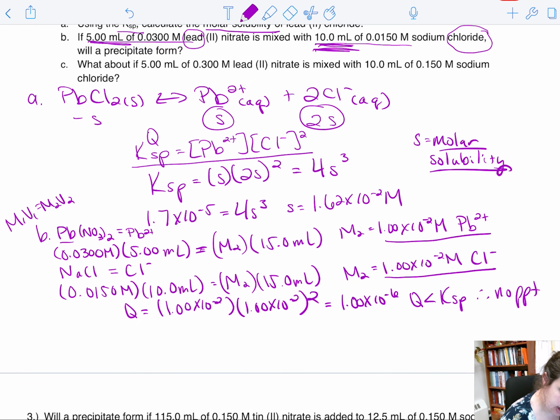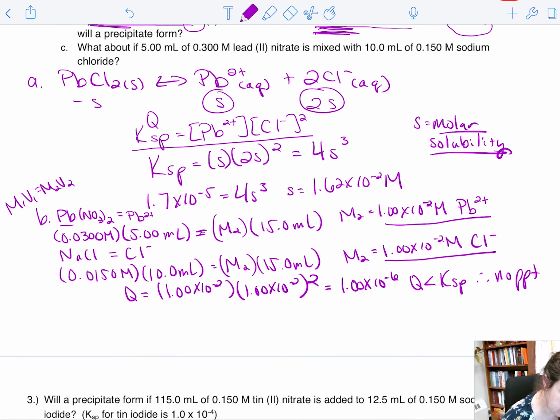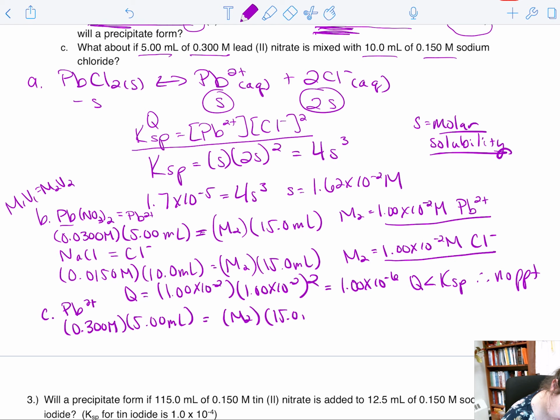We're then going to look at a higher concentration. So same volume, slightly higher concentrations. We're going to do the same thing. We're going to look at our Pb2+, which is equal to our lead nitrate, but now we have 0.300 molar, so 1 order of magnitude difference. All the rest of it is the same. When we do that, we get a concentration of 1.00 times 10 to the negative 1 molar lead ions.